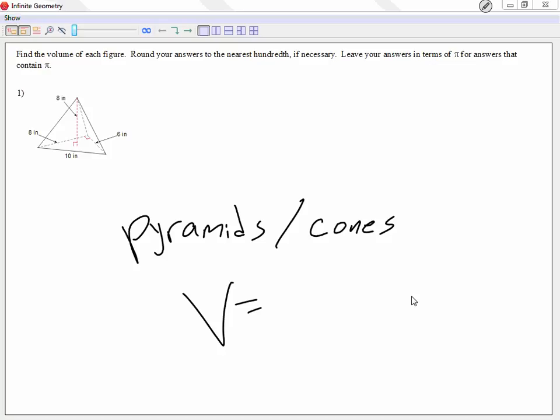So we start with base and height. Let me leave a space before base and height. But remember, base and height give me a prism. But in a prism, I have three pyramids. So what can I do to get one pyramid? Not one half. One third, or divide by three.